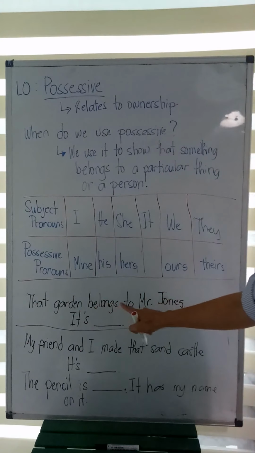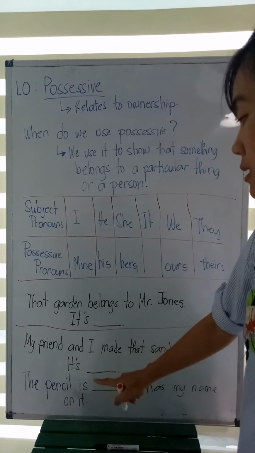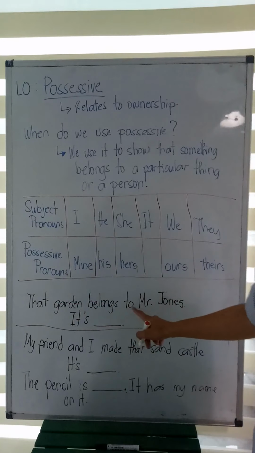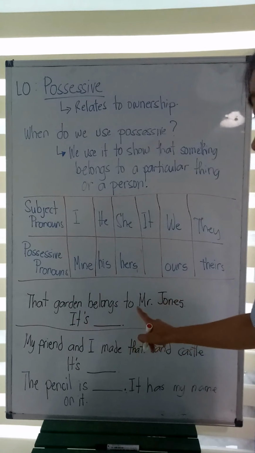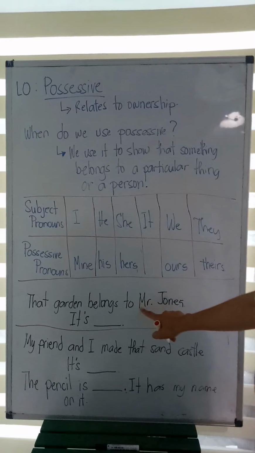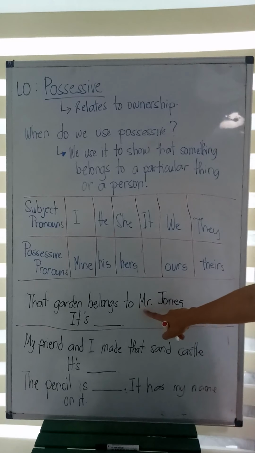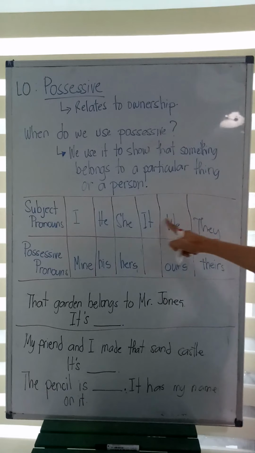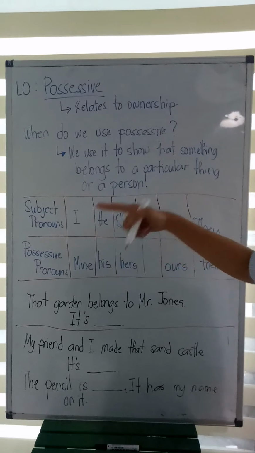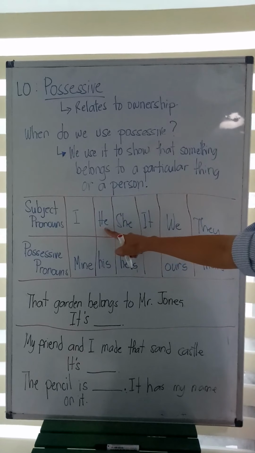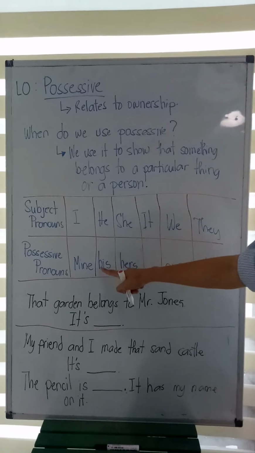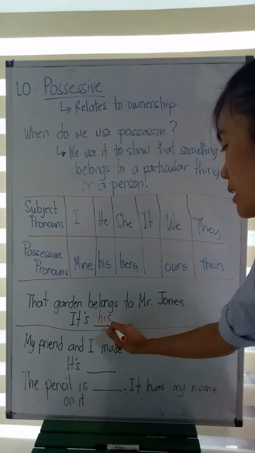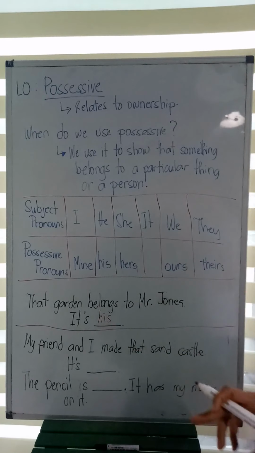For example, on this first sentence: that garden belongs to Mr. Jones. It's blank. So who owns the garden? Mr. Jones, because it says that garden belongs to Mr. Jones. So it's a male. What pronoun will that be? It's gonna be he, because it's a male. So since it's a he, what's the possessive pronoun we need to use? It's gonna be his. So the answer is his. So that's how you answer your activity.